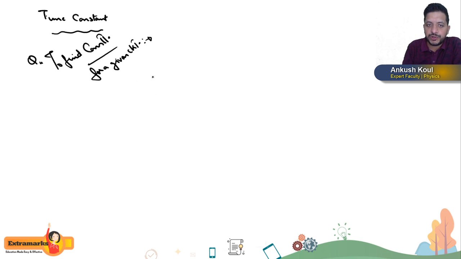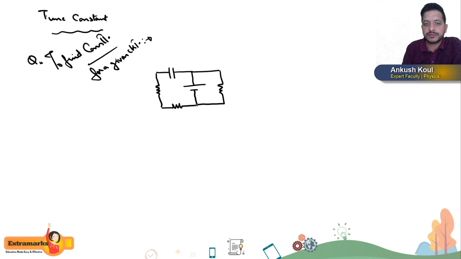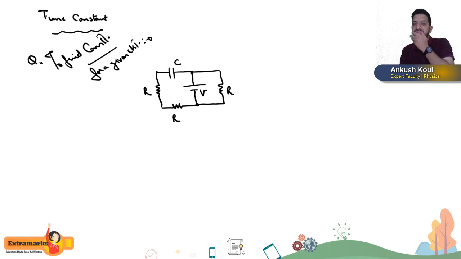Fine. So what we have to do is, I'll just take an example here. Say this is some R, this is some C, and this is a battery, and this is another R, and then say this is another R. Clear? So this is R, this is R, this is V, this is R, and this is C. Very important concept, and there is a trick in this question. So please listen carefully. So there are certain steps to find the time constant.